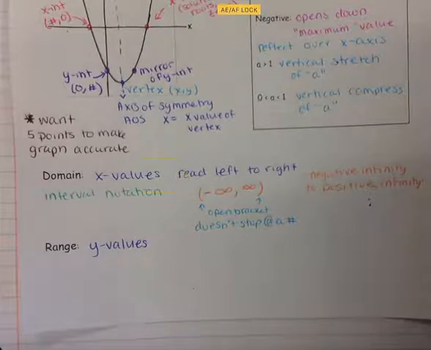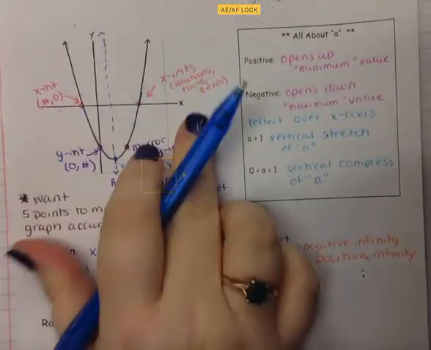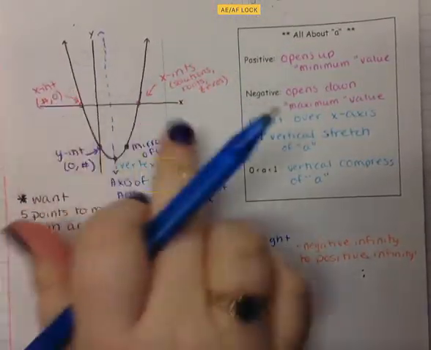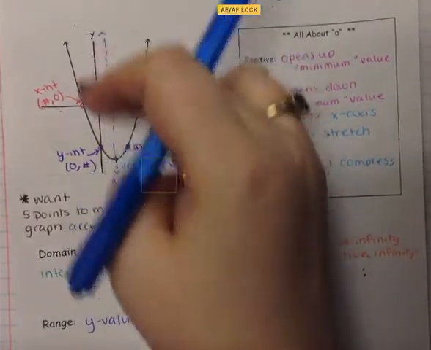Y values. Where range will be, since it's the y values, if we went from left to right, so we basically went from the negatives to the positives, we're going to do the same thing for the range. We're going to go from the negatives to the positives. So we're going to read from the bottom to the top.